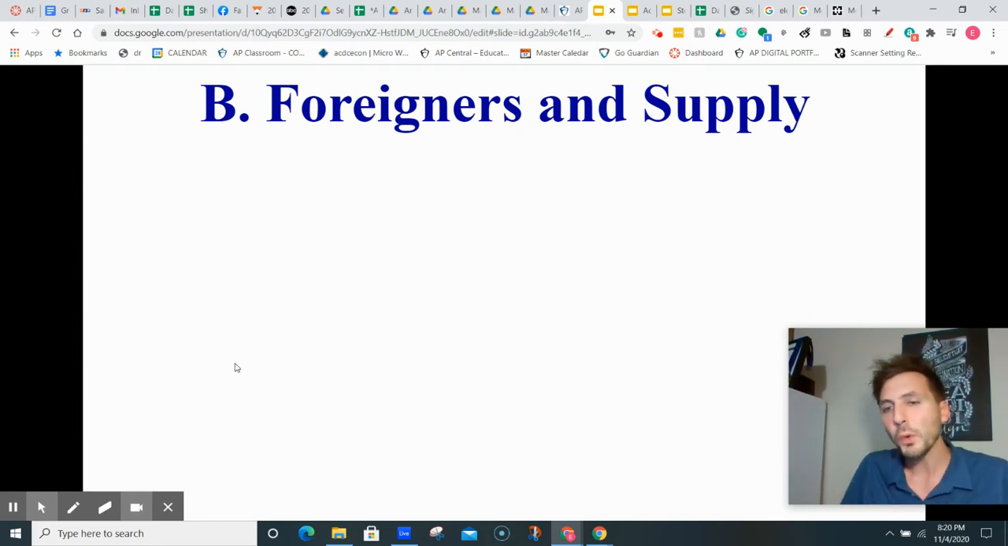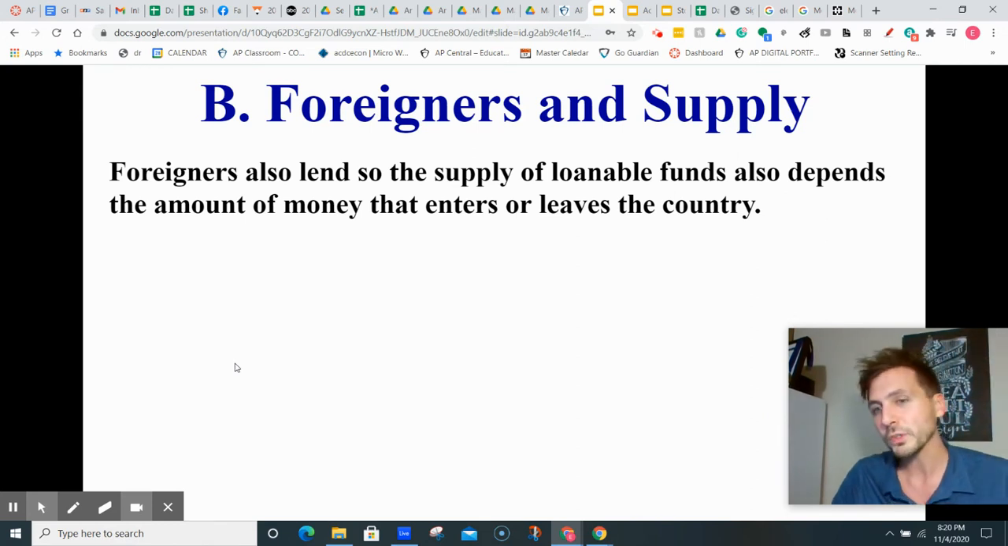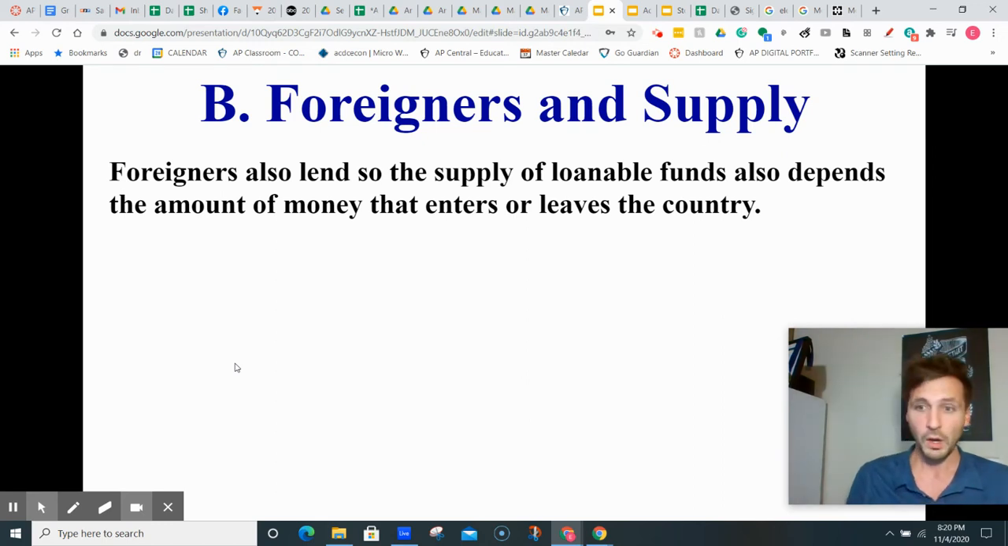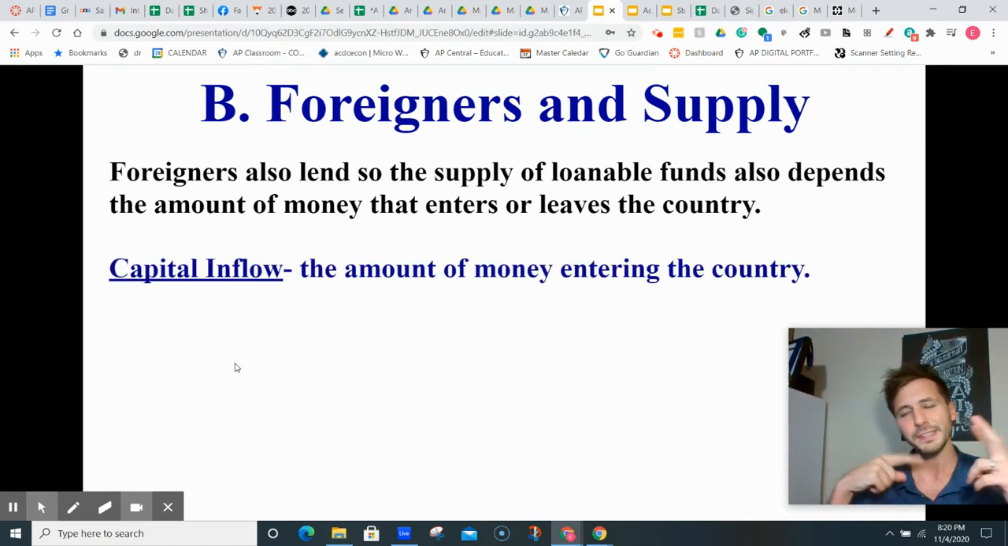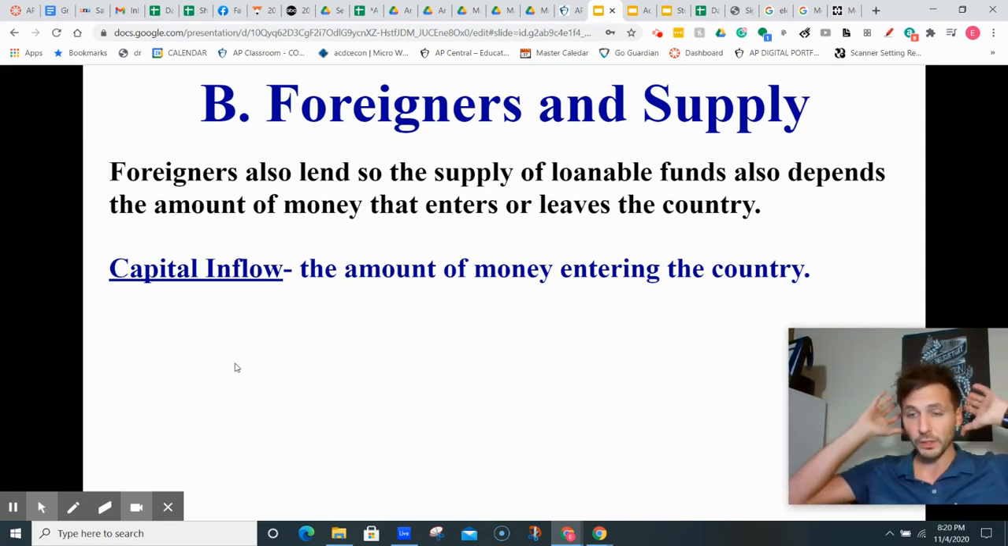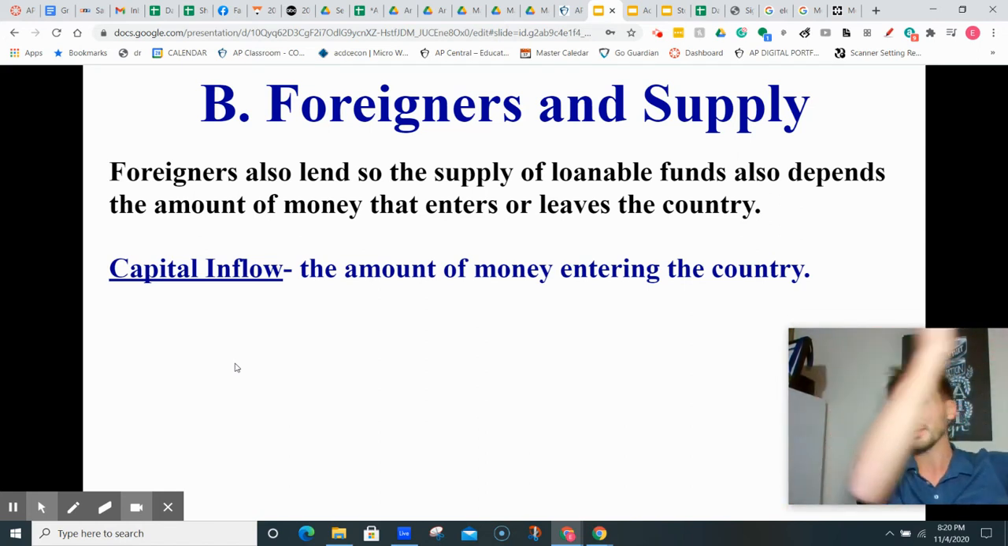All right. What about foreigners? Can they affect the supply of money or of loanable funds? Of course they can. Otherwise, I wouldn't have a slide that says foreigners. So foreigners also lend and they can save money in our banks, right? So money enters and leaves our country, enters and leaves our banks all of the time. We have two things you need to know. We have capital inflow. This is the amount of money that's entering our country. It's coming in, it's inflow. Foreign investors are taking their money and putting it in our banks. That increases the supply of money.